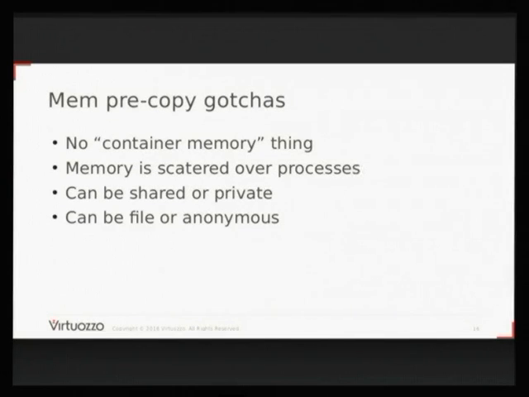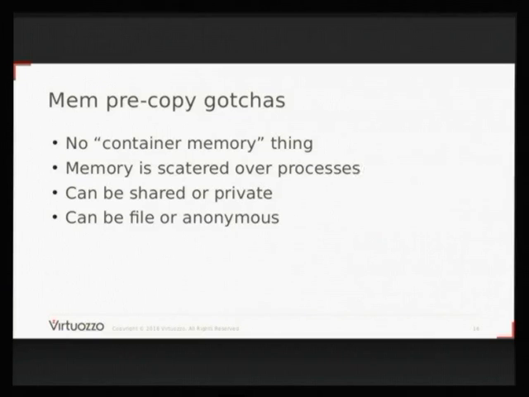First, complexity comes when we try to pre-copy the memory. The problem is that there is no such thing as container memory. There is no place in the kernel where you can go and ask it to give you all the pages that are used by this container. Instead, you should first collect the processes that sit inside the container. This is relatively easy, but then you have to individually analyze every single process to find out which memory the process uses.